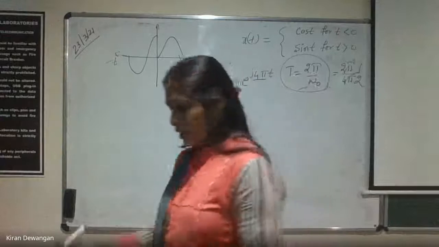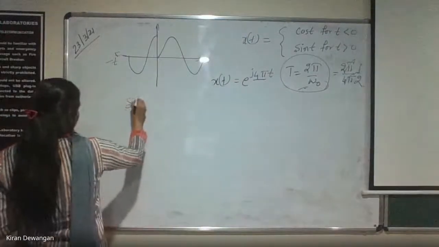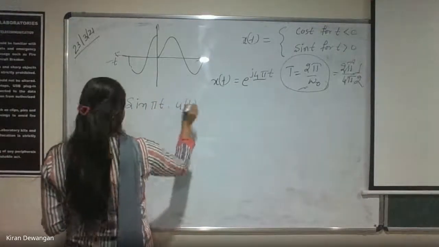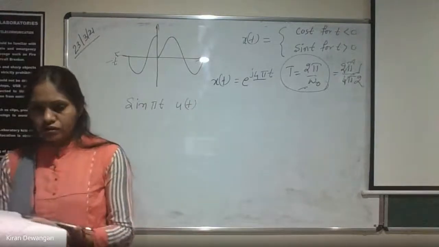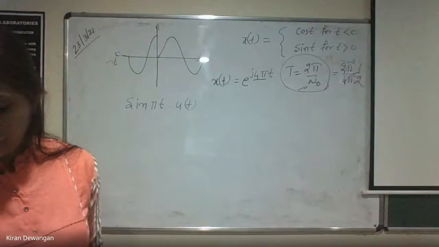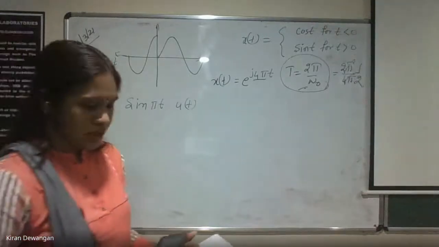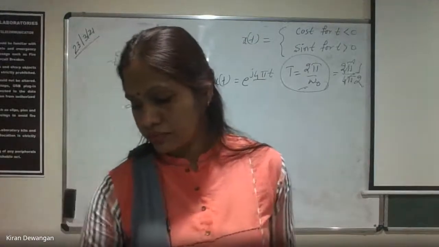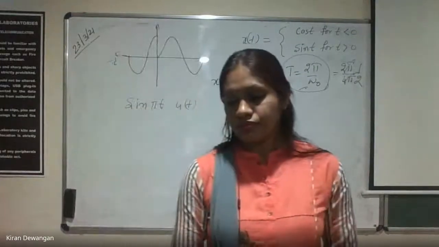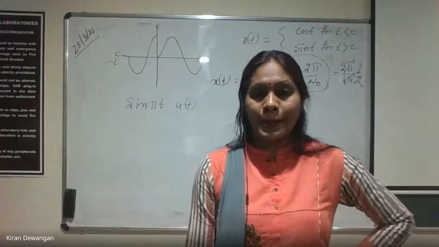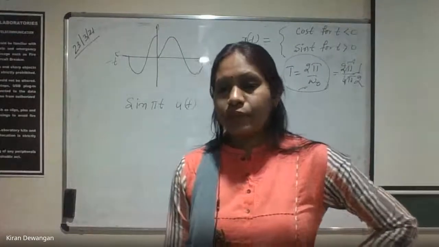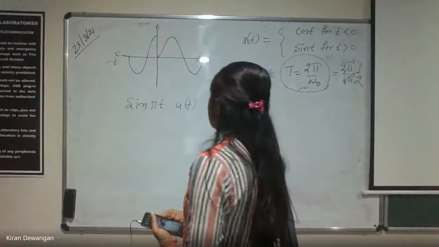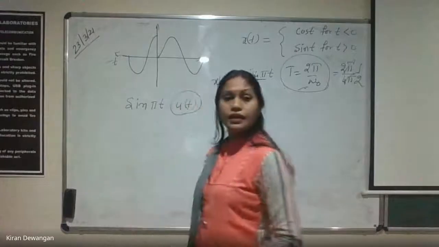That's it. Another question, find out whether sine pi t dot u(t) is periodic or non-periodic. Sine pi t dot u(t). Yes, is it periodic or non-periodic? It's non-periodic. Sin pi t dot u(t) is non-periodic because we have a function which is u(t). This is making it non-periodic.